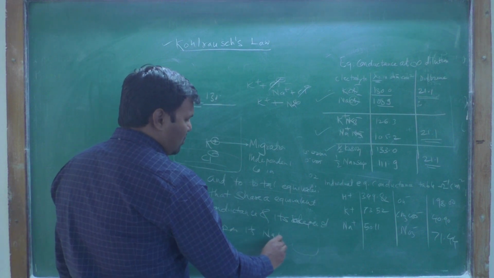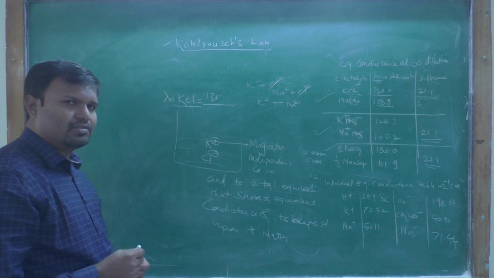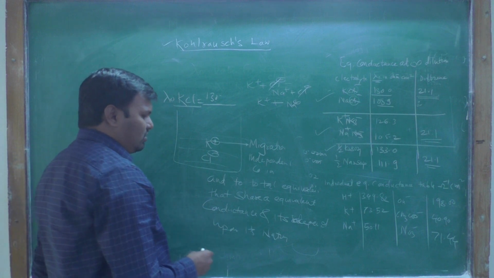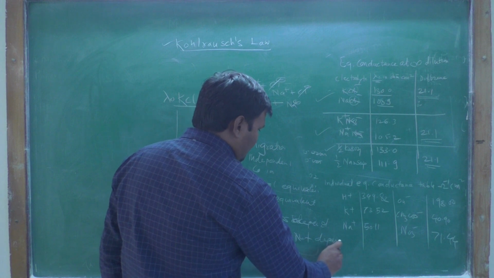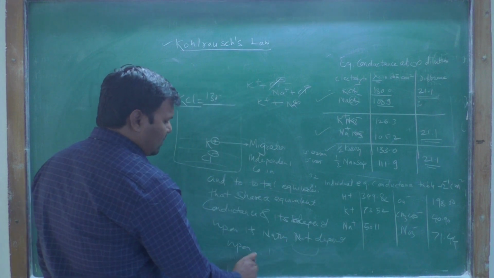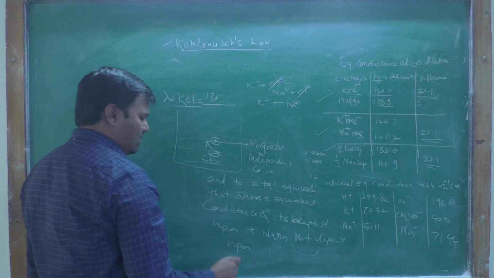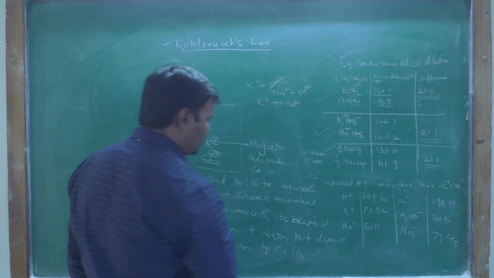Its nature means what? Its size or different parameters, mostly size and how much charge. It depends upon its nature, not upon its co-ion. Co-ion means the second ion: K plus has Cl minus as its co-ion. It does not depend upon its co-ion.